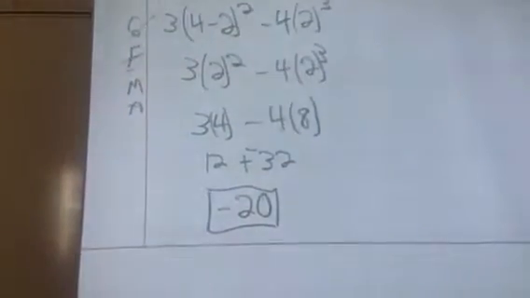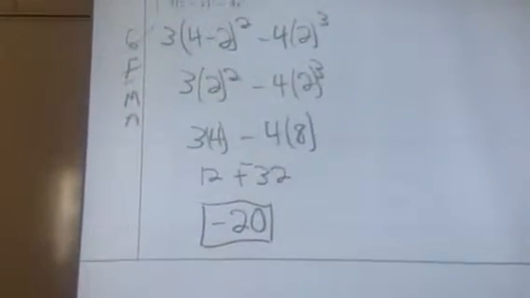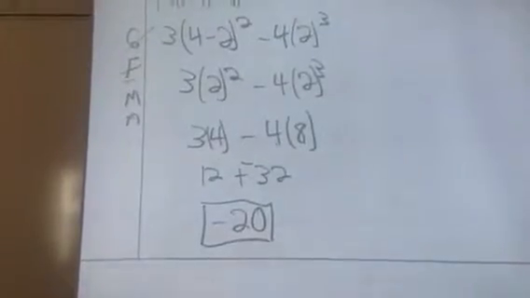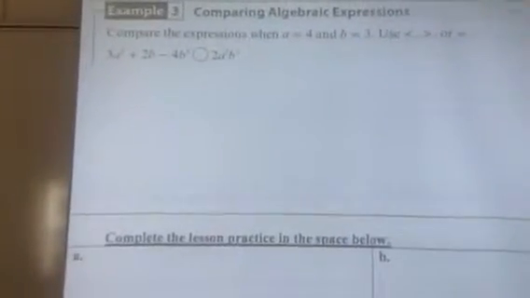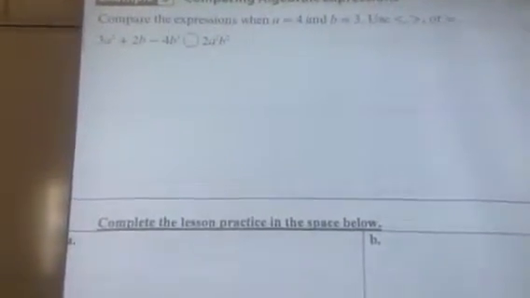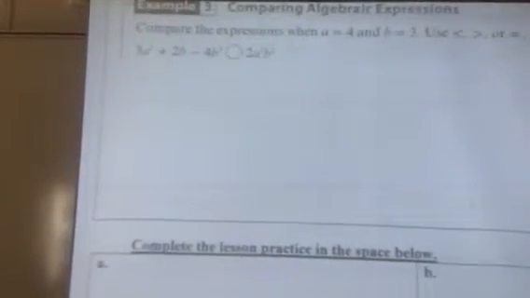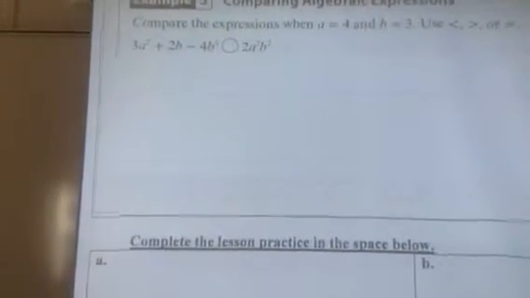That is a negative. Same signs, add and keep; different signs, subtract. Take the sign of the higher number, then you'll be exact. It's a negative 20. Last thing, it says to compare the expressions when a equals 4 and b equals 3. So in both of these expressions, a equals 4 and b equals 3.